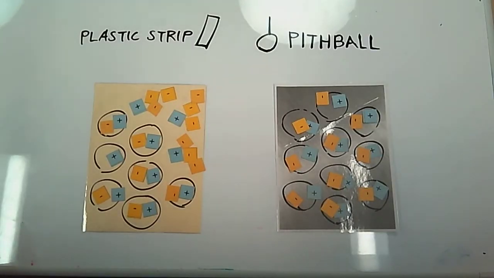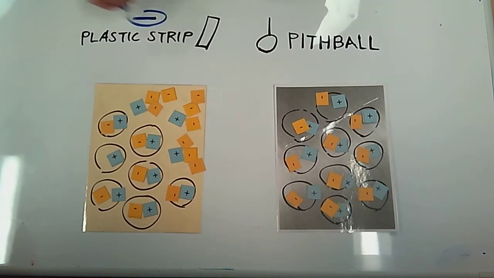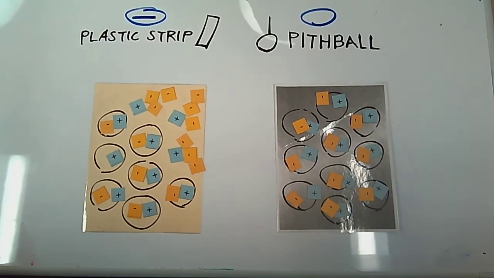Hello everyone, it's Mr. Wolfe here, and in this video I'm going to be going over video scenario number 1. So this is asking the question, what happens when we take a negative plastic strip and it touches a neutral pithball? Are they going to attract, repel, or really just do nothing?